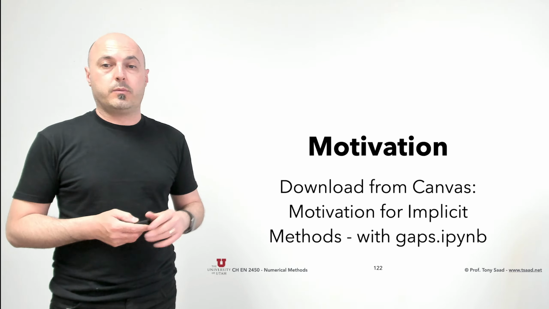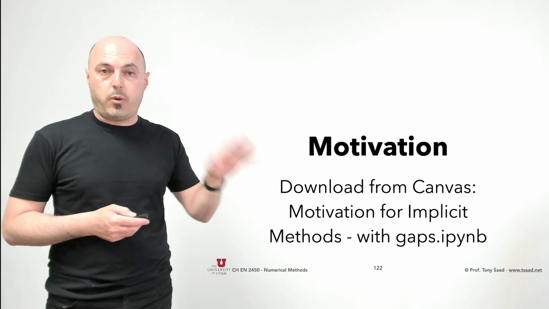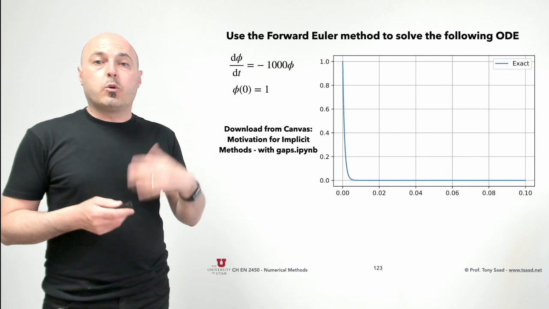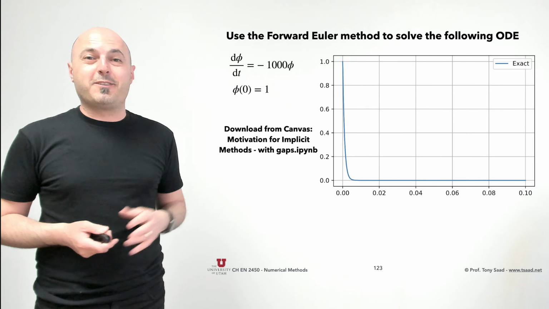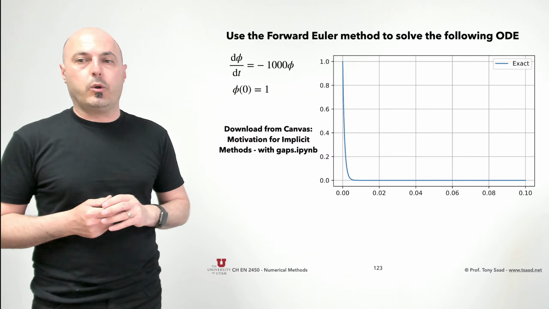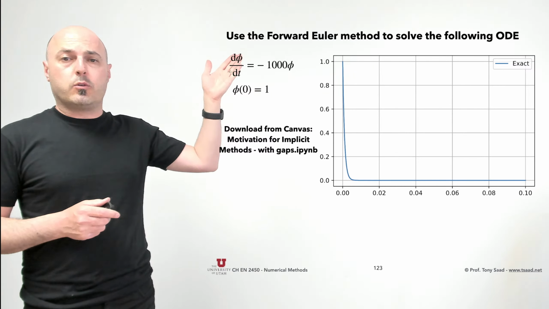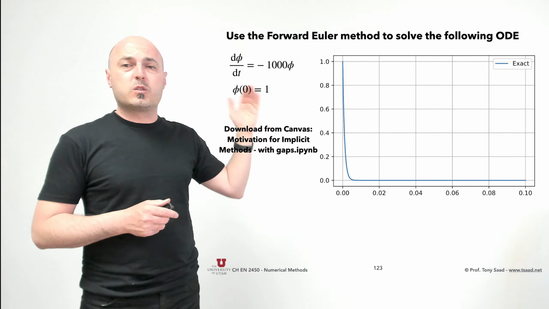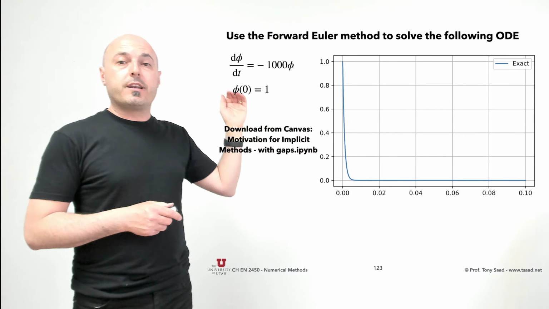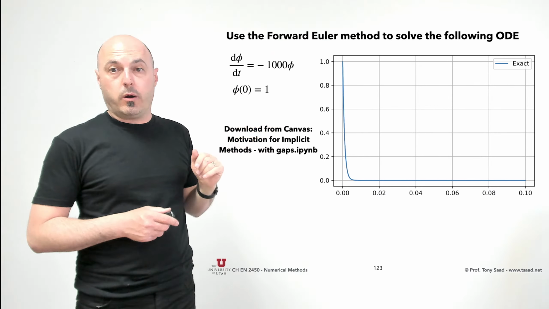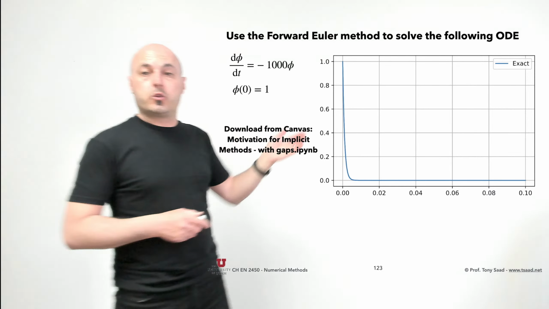Okay, so I'm going to assume that you're downloading it. You pause, download it. Okay, so what we're going to work with to motivate you to move beyond forward Euler is we want to consider this ODE, d phi by dt equal minus 1000 phi with an initial condition of phi 0 equal to 1. Okay, the exact solution looks like this.